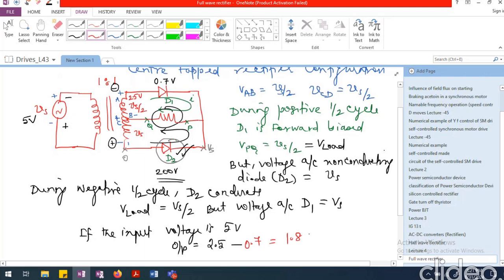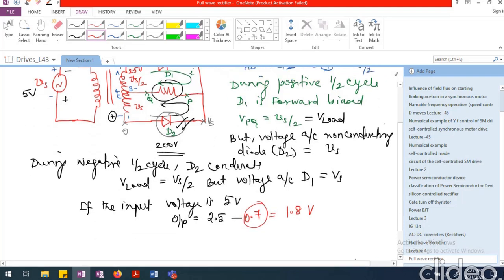So we will get still 1.8 volts. Rather than that, in the next circuit, what we are going to look at, there will be two diodes conducting every time. In that case, the drop will be 0.7 plus 0.7, 1.4 volts. So which means we are going to get only 1.1 volts. That is not a very good thing. If most of the voltage is eaten away by the diode, that is not a good thing.